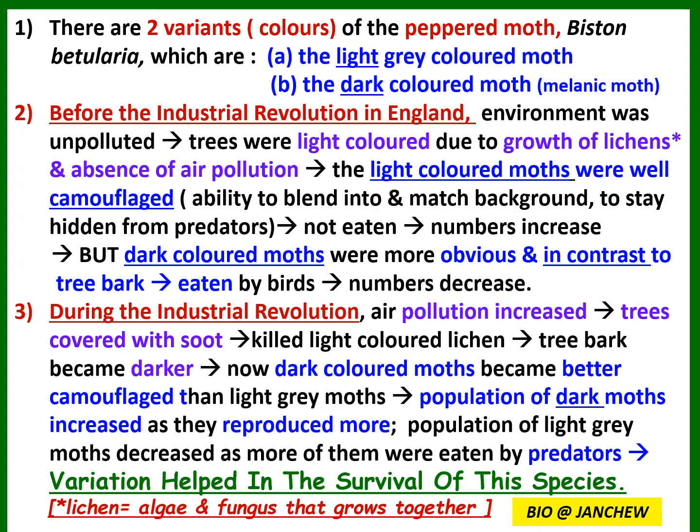So these are the notes that you can use in the essay section, but I will not read through them again so as to save time. You can read through them when you screenshot it or stop the video. But anyway, the first part is important. There are two variants of colors of the peppered moth, Biston betularia, the light gray colored moth and the dark colored moth. And then from there we talk about before the Industrial Revolution in England and during the Industrial Revolution, and how variation helped in the survival of this species when the environment changed color from light color to dark color.